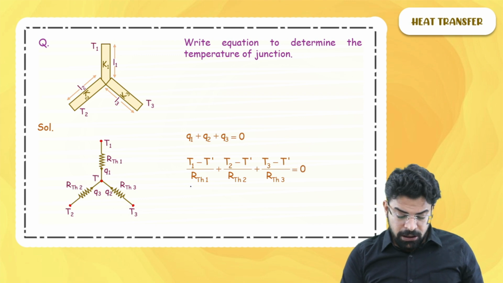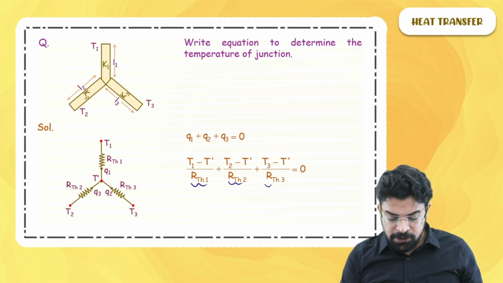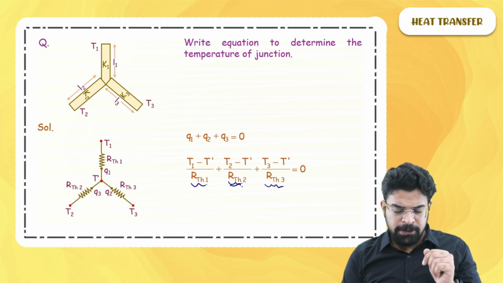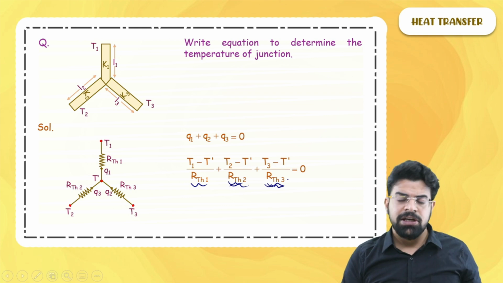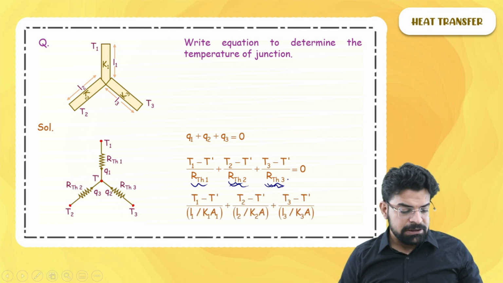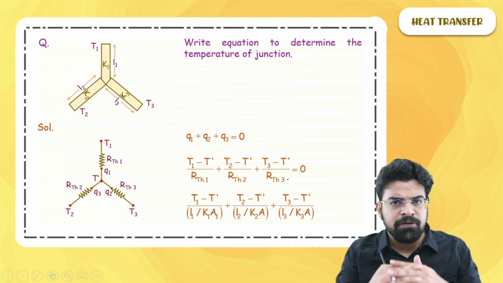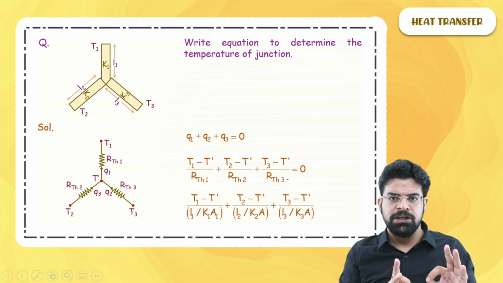Now, substituting R thermal 1, R thermal 2, R thermal 3 as L1 by K1A1, L2 by K2A2, L3 by K3A3, you can solve for T dash. I'm just telling you how to make the equation. Once you know how to make the equation, you will be able to solve this question in the paper easily.